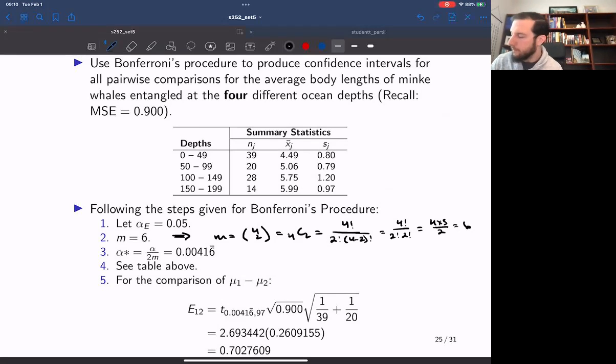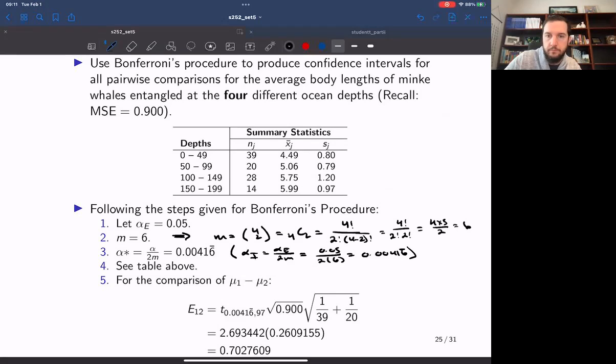All right. On step 3, we compute alpha star. So this again is going to be alpha I is equal to alpha E over 2 times m. So this is going to be 0.05 divided by 2 times 6, and that's 0.00416. Okay, so this is the alpha value that we're going to plug in to our multiple comparison of interest.